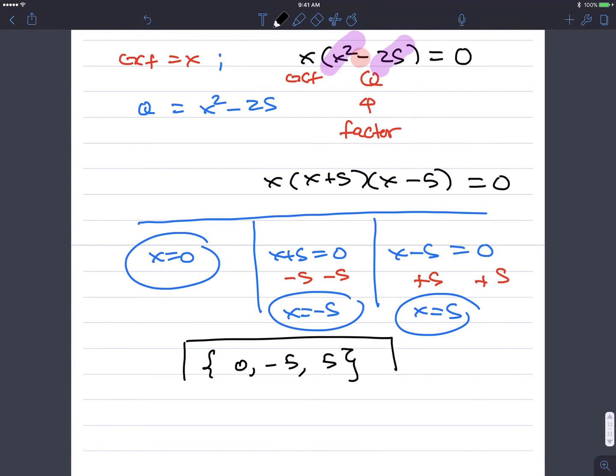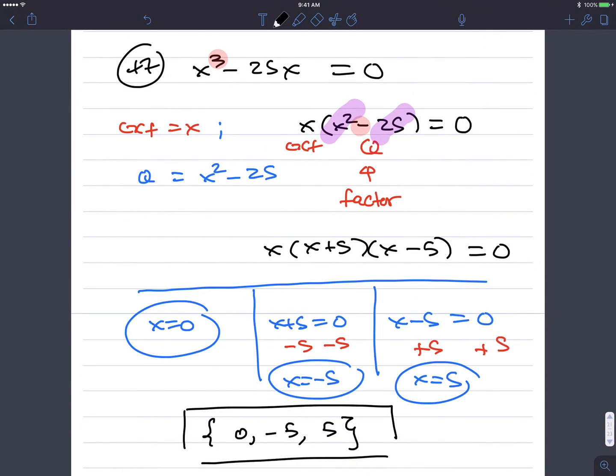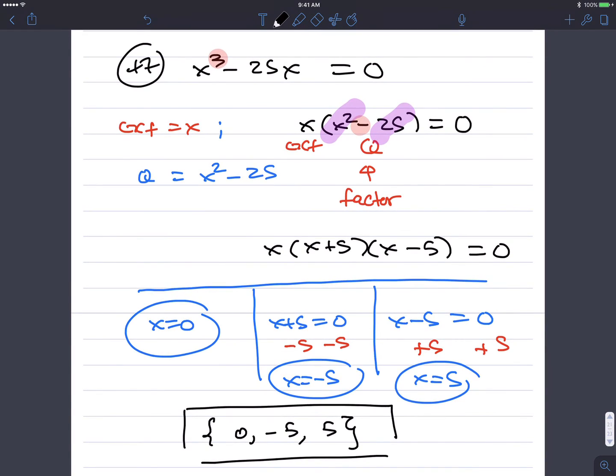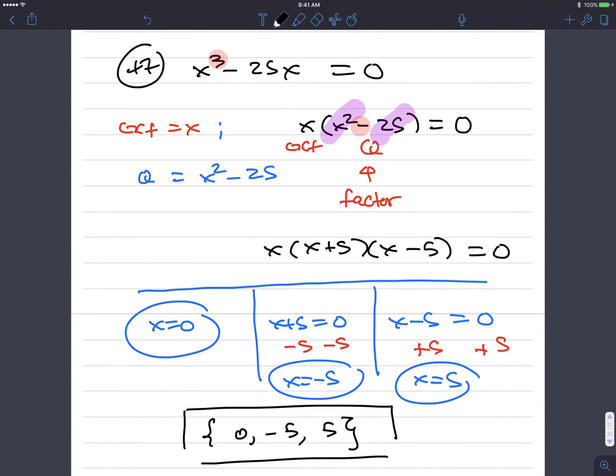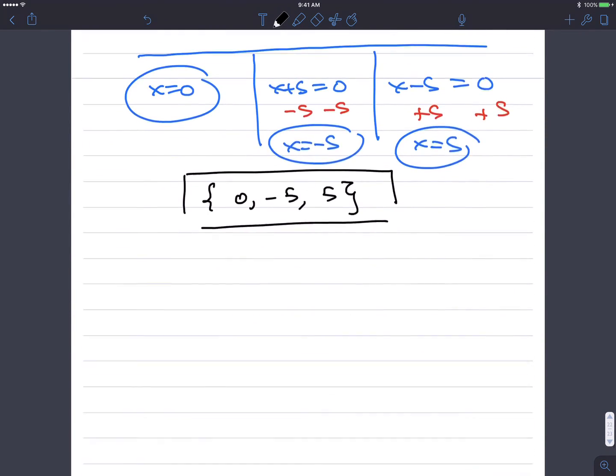So there's 3 items in our solution list. Right? Solution list, solution set. 3 items. All right, you guys okay with that? 0, negative 5, positive 5. This is how we solve higher order, not necessarily quadratics.